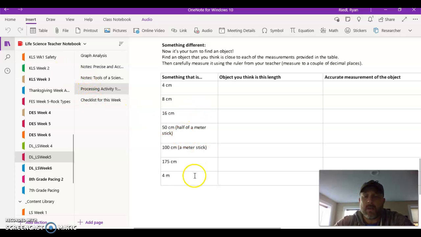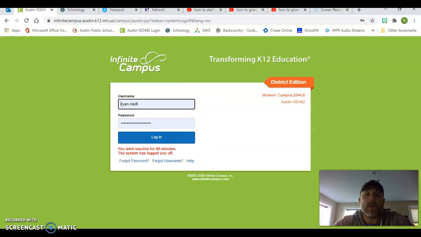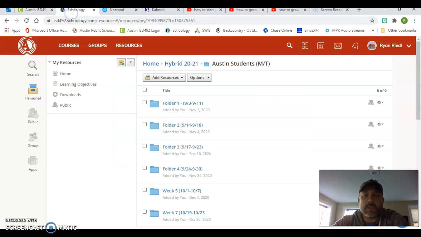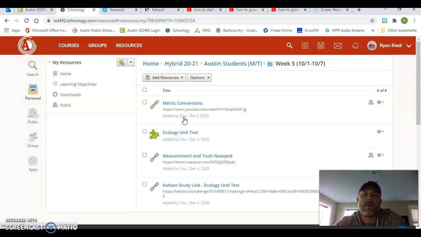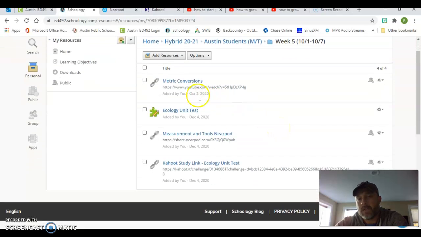Okay, so and then finally I want to show you our Schoology page. We are on week 5 here. Okay, here's that metric conversions video I showed you. Miss Gaunt has one. This is another one, just a different way to do it. Here's your unit test that you're going to be seeing on Wednesday. You won't see it until Wednesday. I'm not going to take it off. There's a Nearpod if you want to go through it.